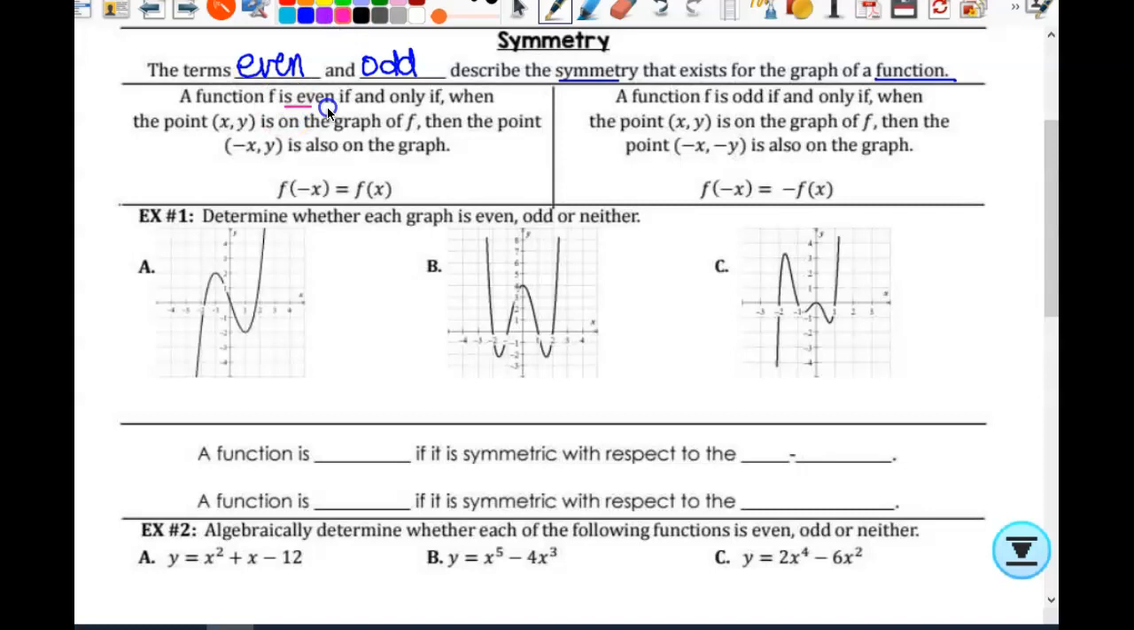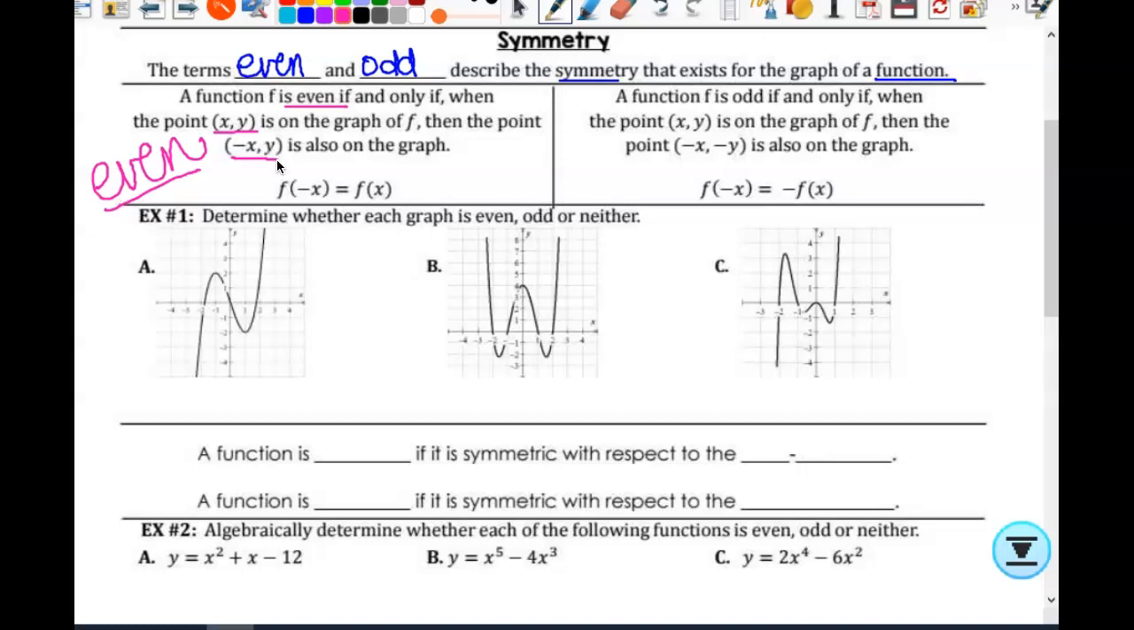So a function is even. We'll write even out here so it's bigger because I didn't have room for my labels. A function is even if and only if you have the point x, y, then the point negative x, y is also on the graph. Okay? So for every point x, y, you have a negative x, y. Think about what that means. If I have a point x, y, it's over here in the first quadrant, let's say, then negative x, y, that negative x, it would end up over here, right? The even is just a reflection in the y-axis.